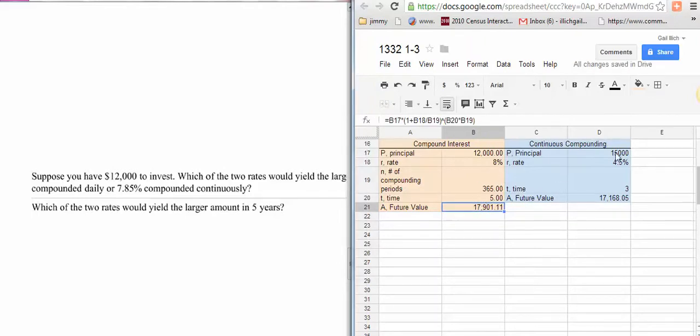And that's how much you would have compounding daily at 8%. Now we'll come in here and compare if we did it continuously. So it's still $12,000. Our rate is a different amount, 7.85%, and it's still 5 years. So you have less money. You have $17,768.13 if you have the lower interest rate compounded continuously. So those are the two answers on that one.